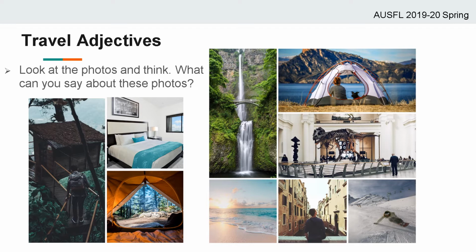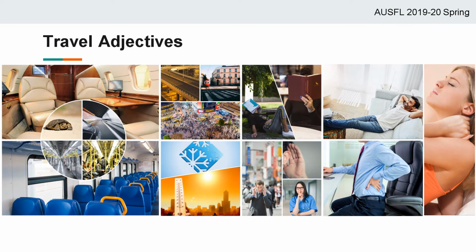Look at the photos and think. What can you say about these photos? Can you describe them? Can you make a list of adjectives to describe the photos? Do you think these photos will help you list the adjectives? Pause the video and try to write as many adjectives as you can think of when you look at the photos.